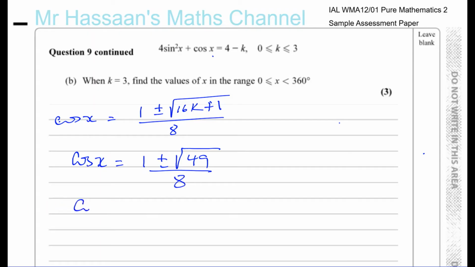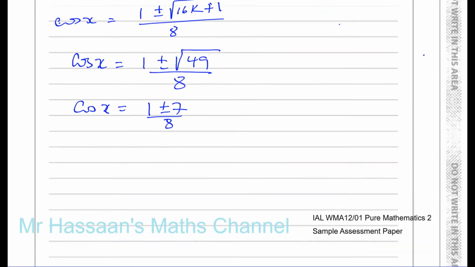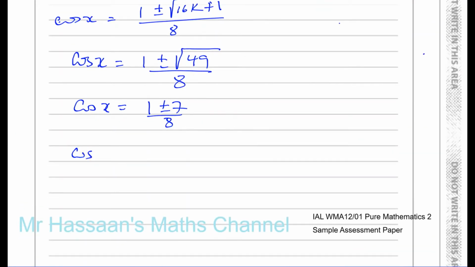So cosine x is going to be either 1 plus or minus 7 over 8. So we can say that cosine x is either 1 plus 7, which is 8 over 8, which is 1, or cosine x is equal to 1 minus 7, which is minus 6 over 8. Divided by 2 gives you minus 3/4. So these are the two values for cosine x.